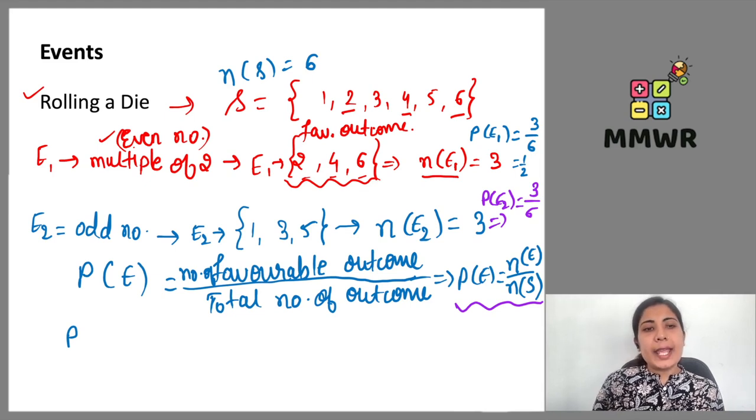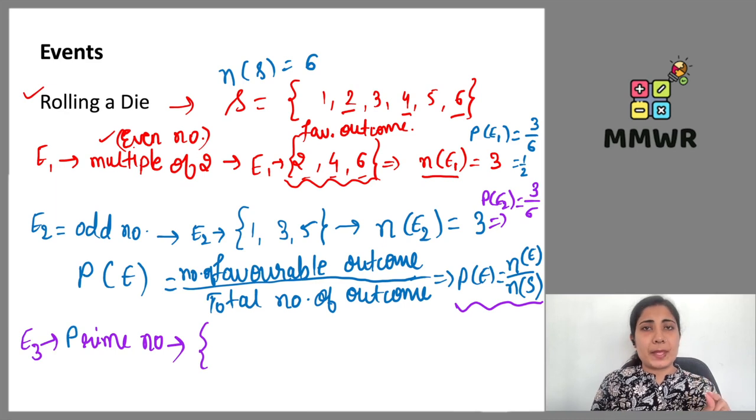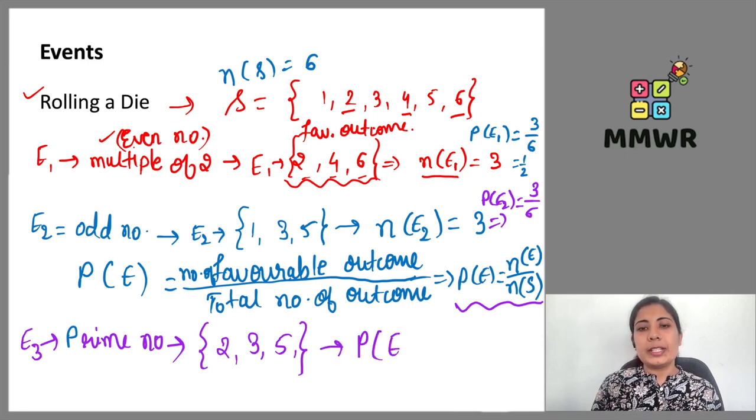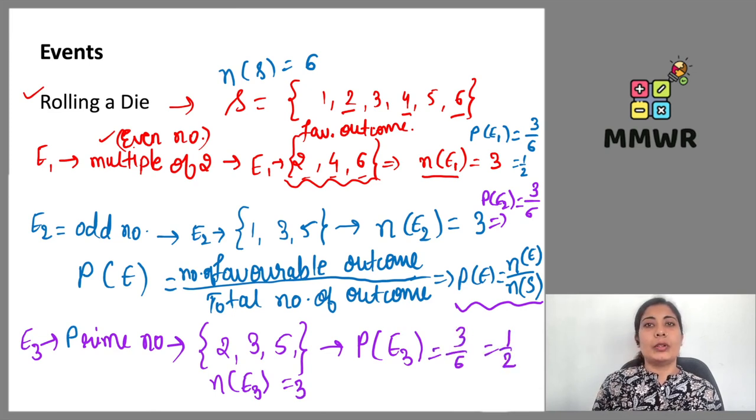Now, if we have to look at event 3, which is a prime number. Another example, prime number. So what prime numbers are there? The favorable outcomes will be the prime numbers. We all know a prime number means one which has exactly 2 factors. So does 1 have 2 factors? No, 1 has only 1 factor. 2 has 2 factors. 3 has 2 factors. 5 also has 2 factors, right? So these 3 numbers are the prime numbers. Then what is the probability for event 3? The number of favorable outcomes for event 3 is 3 only. So 3 upon 6, here also we get the answer 1 by 2, right?